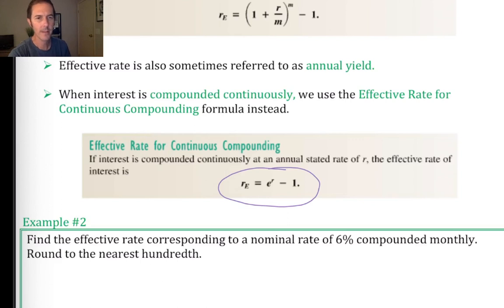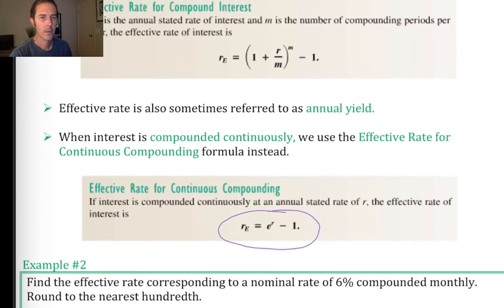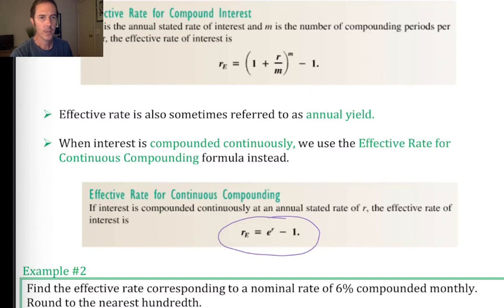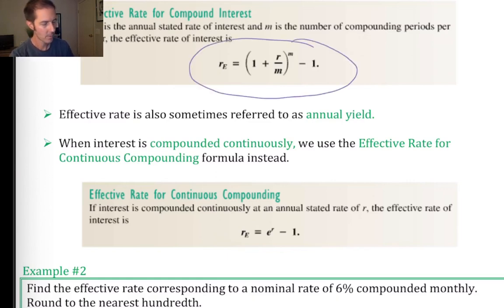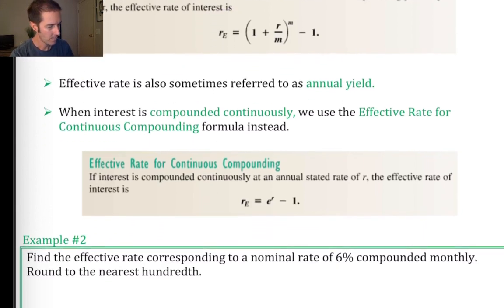We want to find the effective rate, which is R sub capital E, corresponding to a nominal rate of 6% compounded monthly. And we're rounding to the nearest hundredth. So we've got two scenarios that you can see on the screen. We've got effective rate for compound interest, and then we've got effective rate for continuous compound. Because example 2 tells us that we're compounding monthly, we know that we want to use this formula for calculating our effective rate. So let's do that.